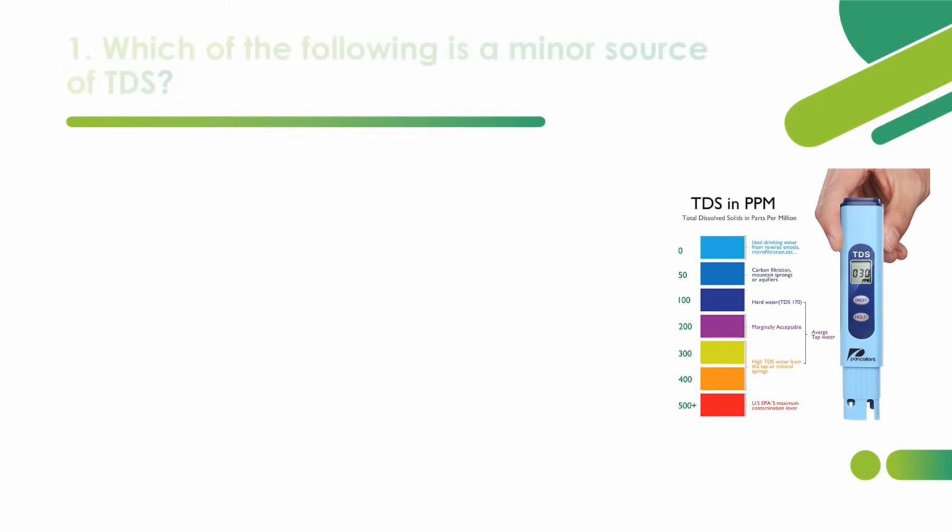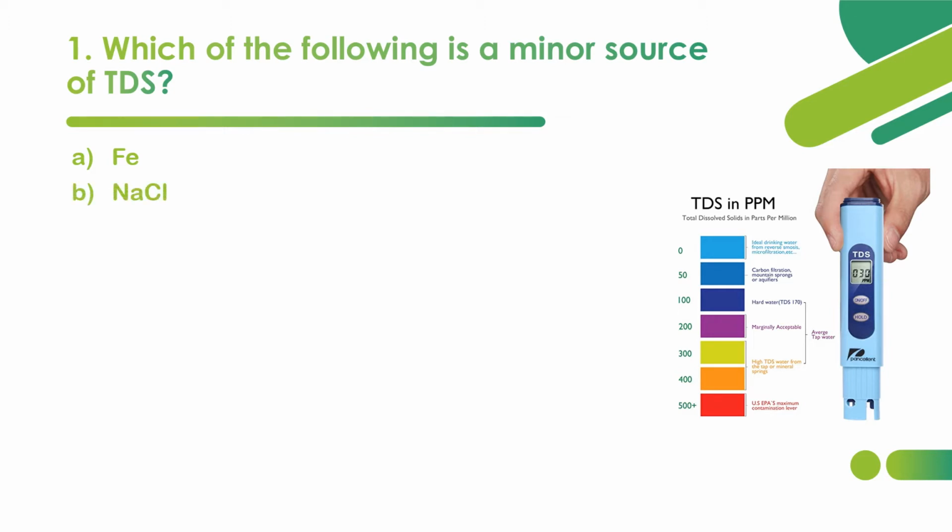The first question is, which of the following is a minor source of TDS? TDS means total dissolved solids. There are two types of sources, major and minor, contributing to the TDS value in water. So what is the minor source among the four options? Option A, iron; option B, sodium chloride; option C, sulfate; option D, chlorine.